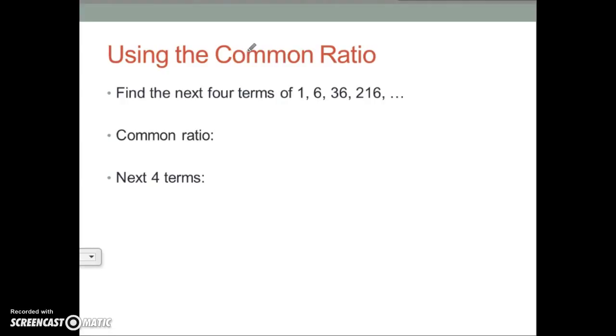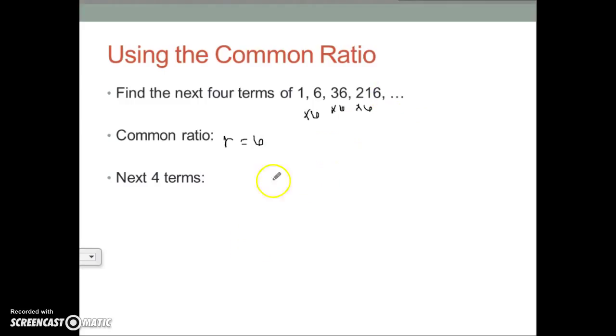So let's look at using this common ratio with our geometric sequences. See if we can identify the common ratio and come up with the next 4 terms. So here's our sequence. We have 1, 6, 36, and 216. With a common ratio, I know I'm multiplying by the same number. So 1 to 6, I would multiply by 6. 6 to 36, also multiplying by 6, and 36 to 216, I'm multiplying by 6. So my common ratio is R equals 6.